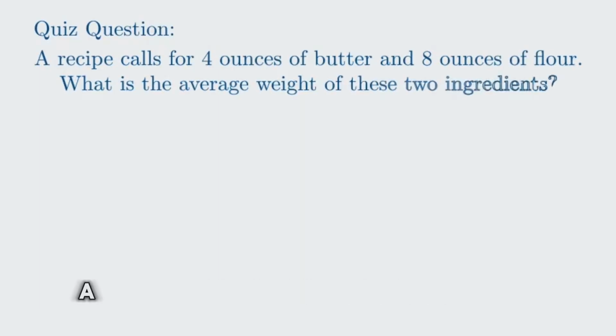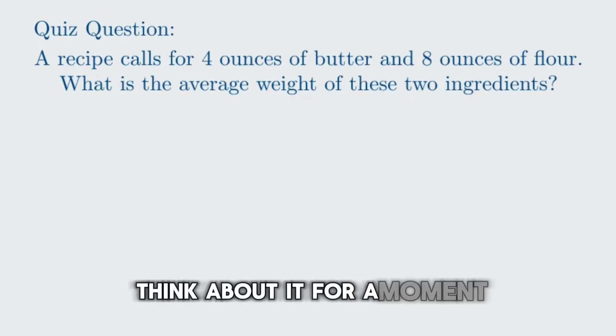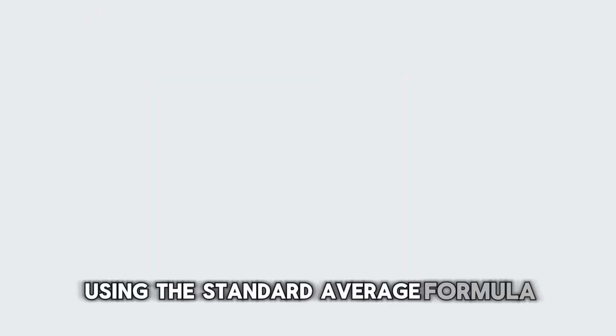Now let's test your understanding with a quick interactive question. Ready? A recipe calls for 4 ounces of butter and 8 ounces of flour. What is the average weight of these two ingredients? Think about it for a moment. Using the standard average formula, we add the weights, 4 and 8, and divide by 2. That's 12 divided by 2, which equals 6. The average weight is 6 ounces.